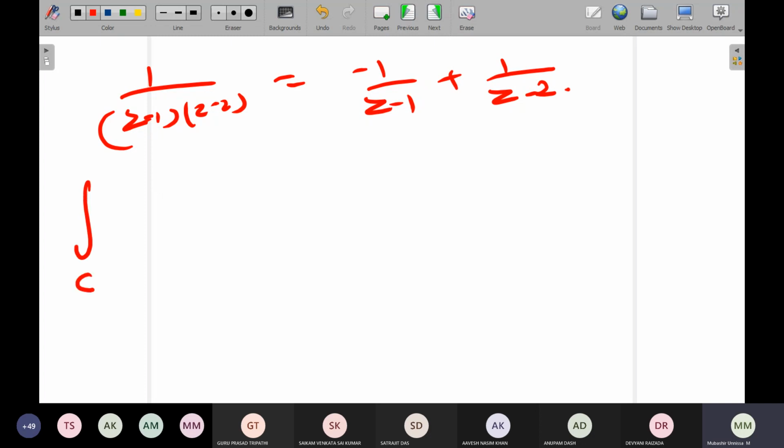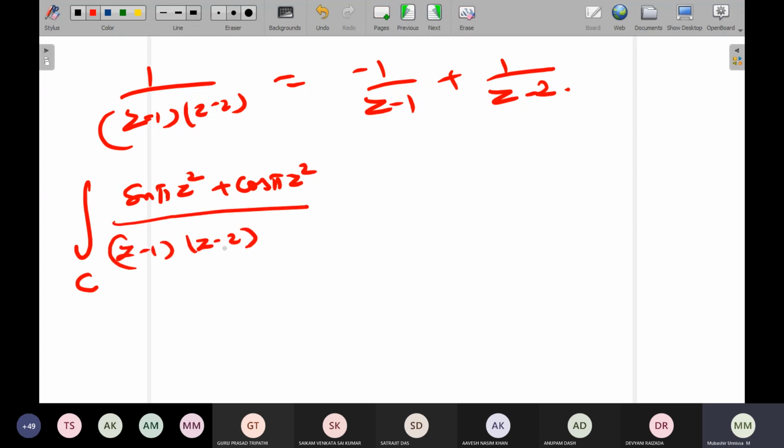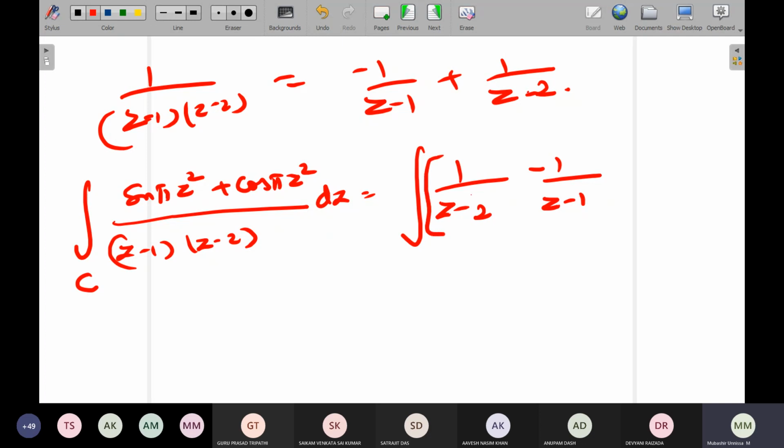So therefore your given integral over C of sin pi z square plus cos pi z square divided by z minus 1 into z minus 2 can be rewritten as integral over 1 by z minus 2 minus 1 by z minus 1. I wrote this term first and then the other term, so that's easy for us. Into sin pi z square plus cos pi z square dz.